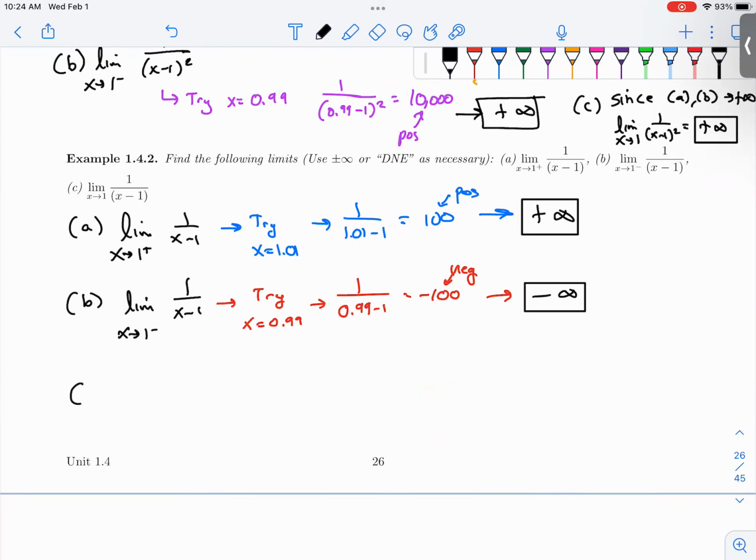Part C. The limit as x approaches 1 of 1 over x minus 1 is equal to what? Does not exist, because the left-hand side went to negative infinity, but the right-hand side went to positive infinity. Because left hand and right hand did not agree.